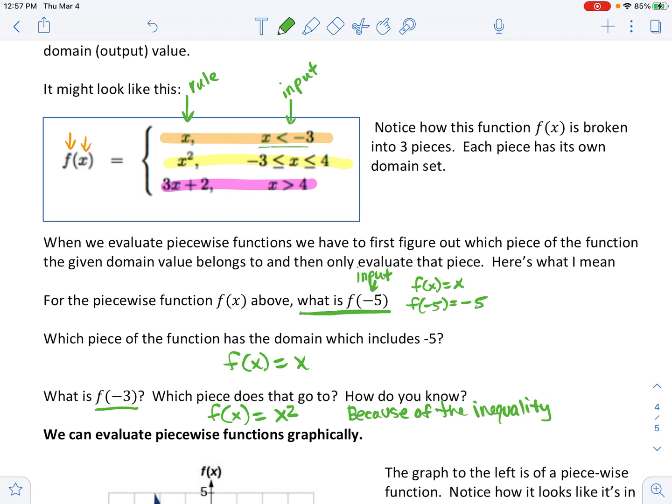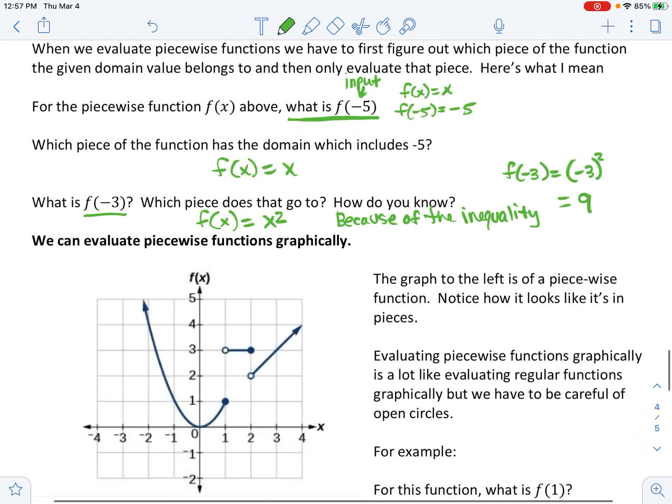And so what exactly is f of -3? Well, f of -3 would be -3 squared, and -3 squared is -3 times -3, which is 9. So f of -3 is equal to 9.